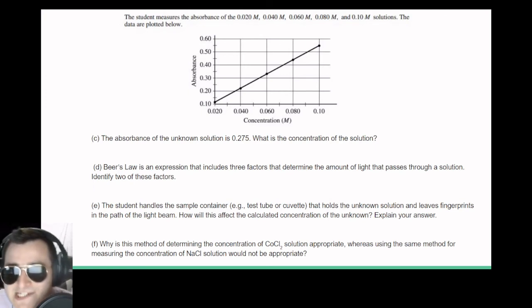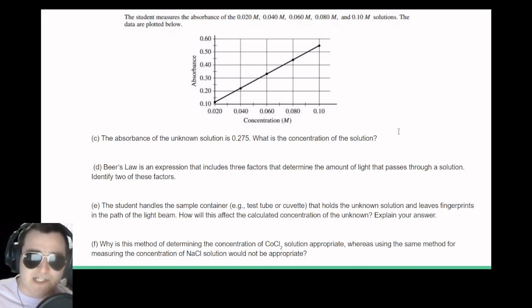And we get to our last questions here that are very similar. It's a very similar set of questions to the one before. In fact, I think it might be a sister question. So we've measured the absorbance of all of these different concentrations. So we took our 0.02 or 0.04 and then all the way up to our stock solution of 0.10. And we saw how much the light was disrupted. The absorbance of the unknown solution, so we're trying to find the concentration of our unknown, is 0.275. What is the concentration of the solution?